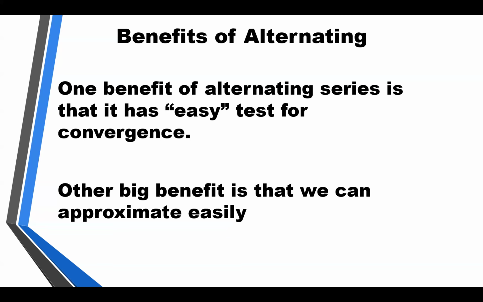So this is the end of this section. Hopefully, we learned something about alternating series, the test for convergence, the idea of absolute versus conditional convergence, and then good approximations.